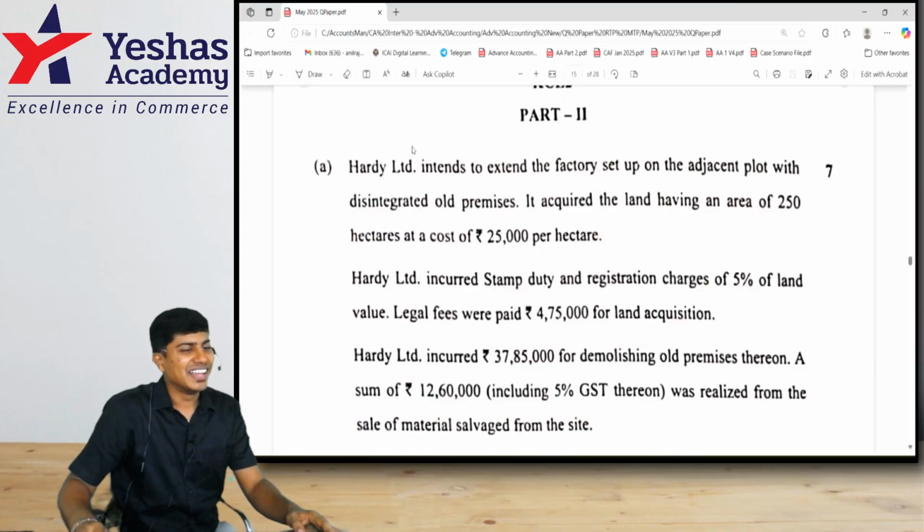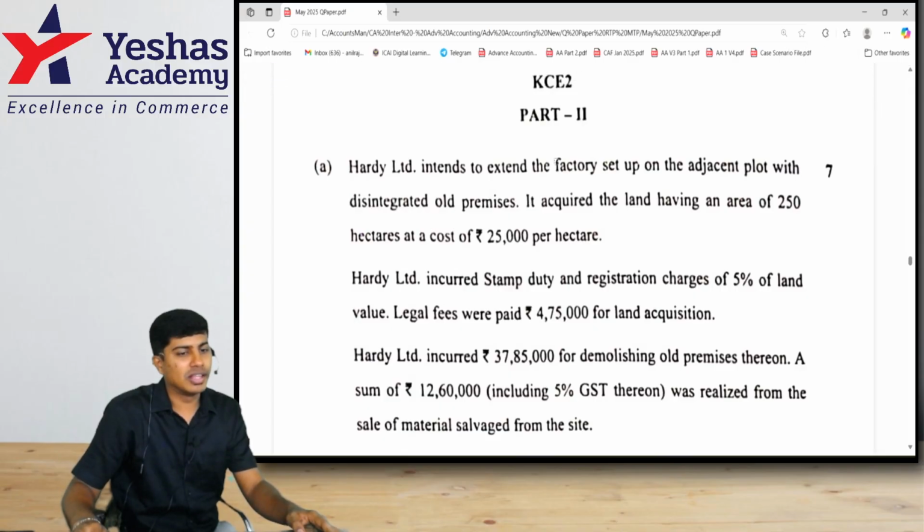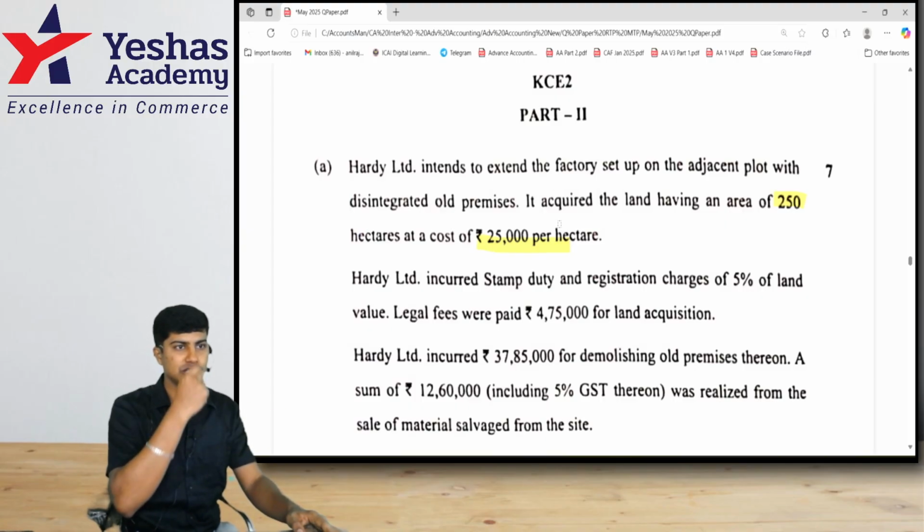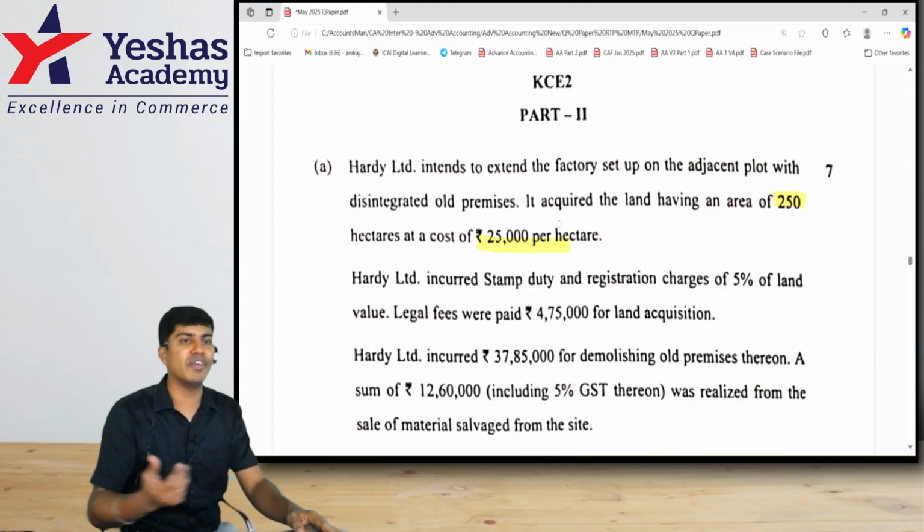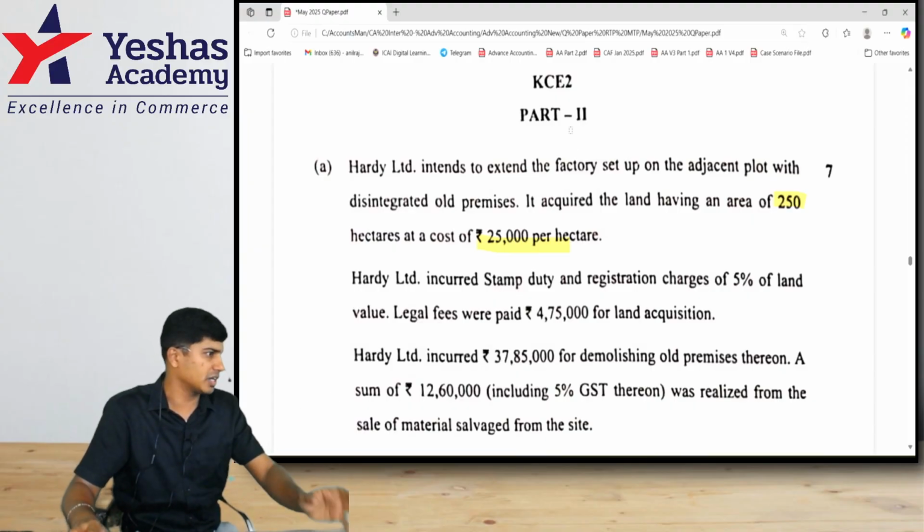Watch this now. Hardy Limited intends to extend the factory setup on the adjacent plot with disintegrated old premises. Basically, they're extending their office. They've used hi-fi English to explain the same. It acquired a land area of 250 hectares, paying rupees 25,000 per hectare. This is the cost incurred for acquisition of the land. This will be part of our new factory building and cost, whatever we are computing.